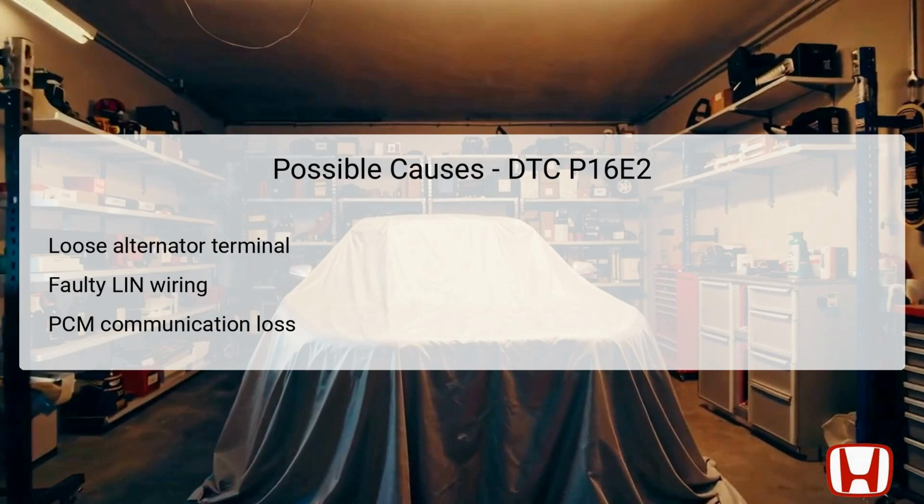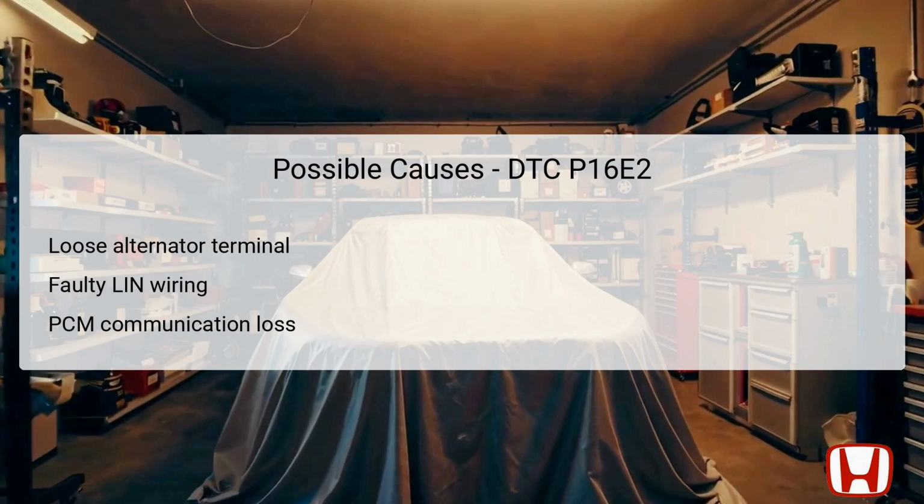Possible causes for the DTC P16E2 revolve around several key areas. One common issue is a loose terminal on the alternator, specifically the ACG plus B terminal, which can cause disrupted communication between the alternator and the PCM. This scenario leads to the storage of DTC P16E2 as the system detects irregularities in the signals being sent or received. Faulty LIN wiring may also contribute to this error.